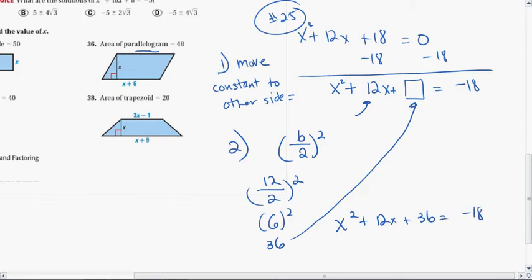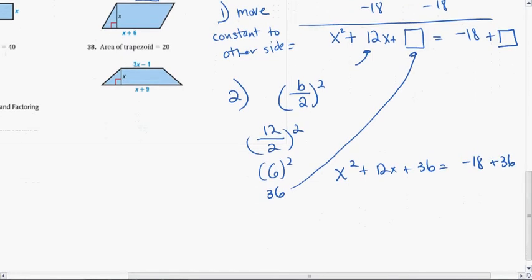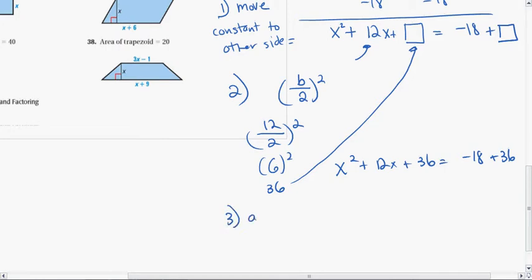But hang on a second. I can't just sort of randomly add whatever I want to one side of the equation. I have to do whatever I do to one side to the other. So if I'm going to add something to the left side, I better make sure I add exactly the same amount to the right side. So I need to add 36 to the right side of the equation. So step 3 is to add that (b divided by 2) squared to both sides of the equation. All right, let's clean this up a little bit.